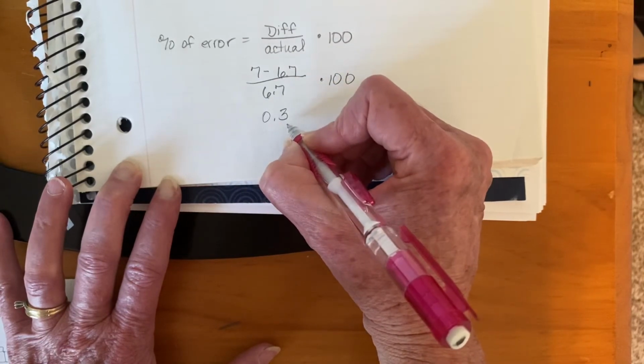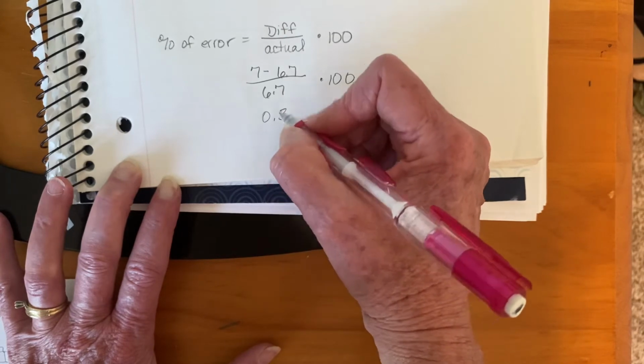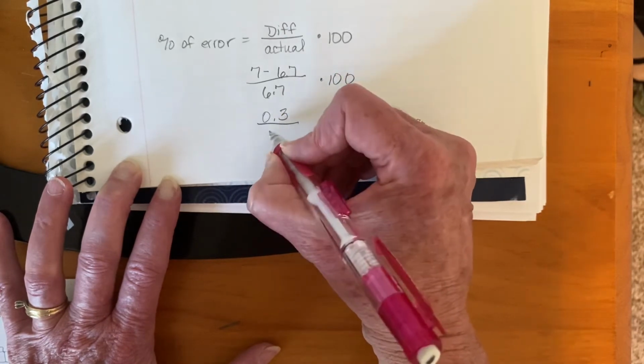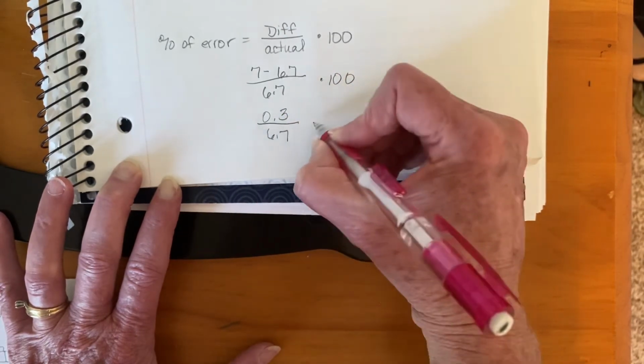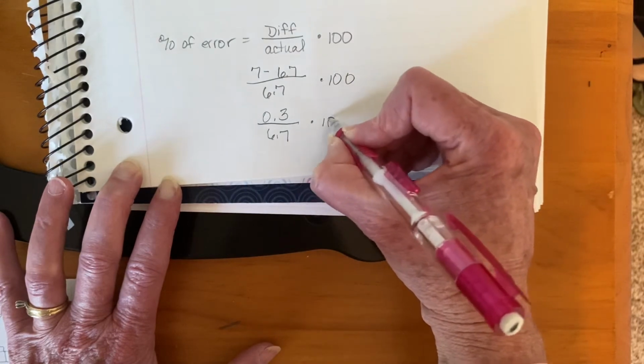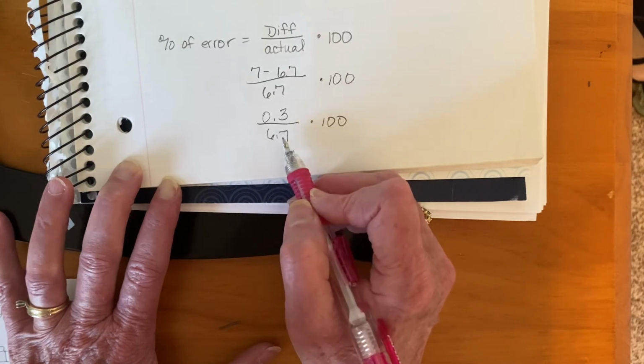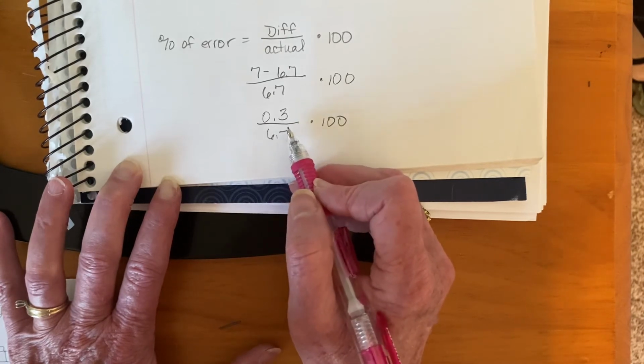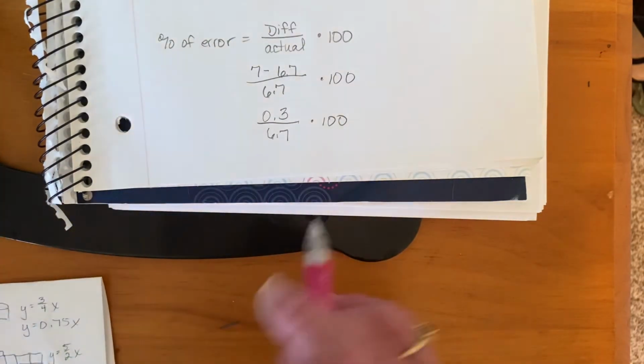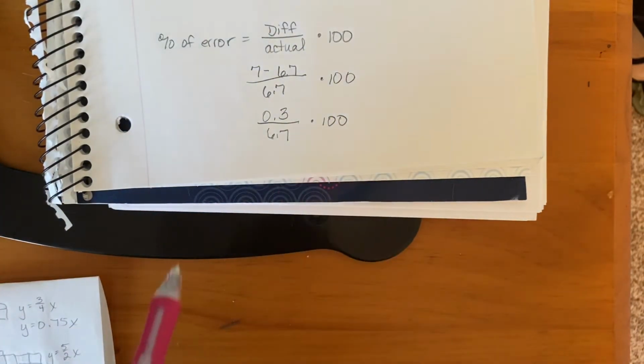That's how far off he was. He was 0.3 of a centimeter off. But what percent error is that? Because if he was 0.3 centimeters off and it was 100 centimeters, that's not a whole lot. But if it was only 2 centimeters, he would have been significantly off. So we're going to see what percentage that is.